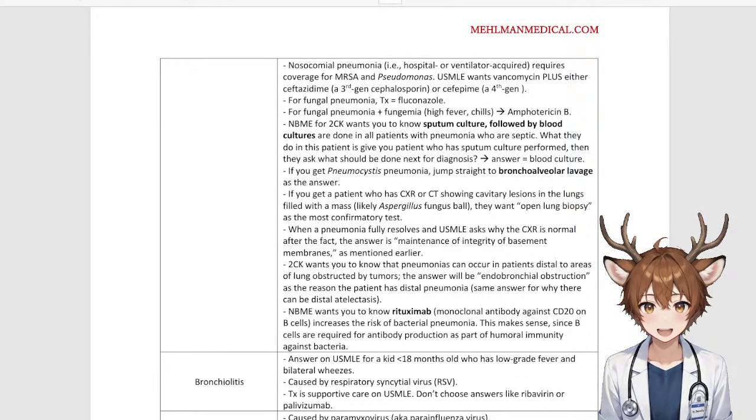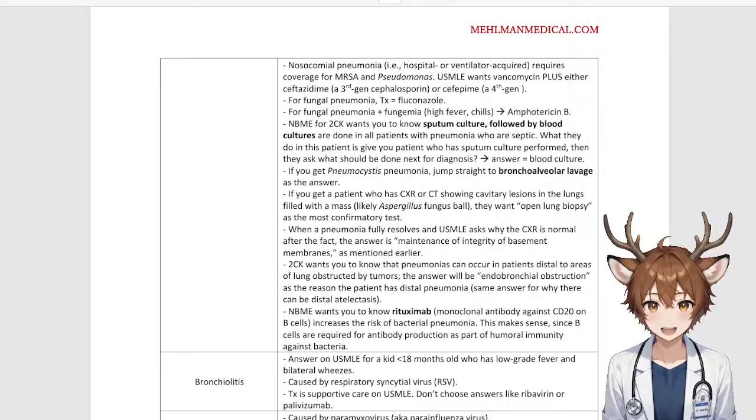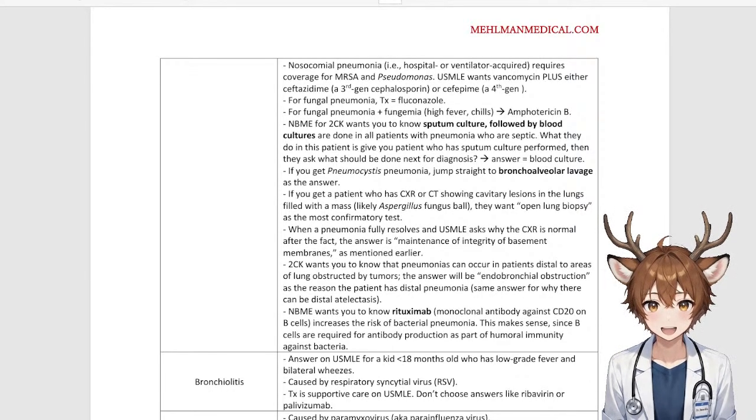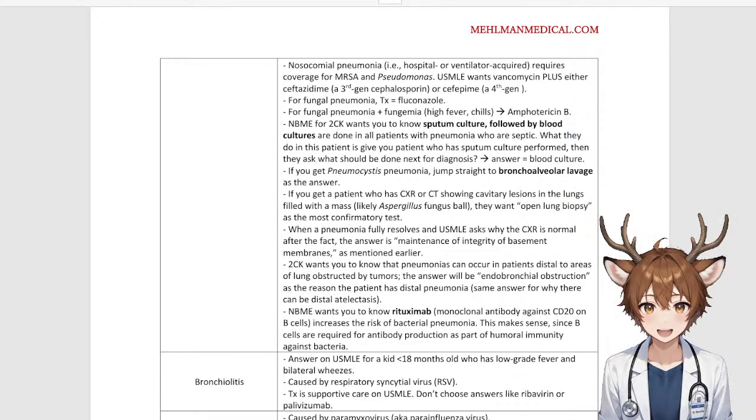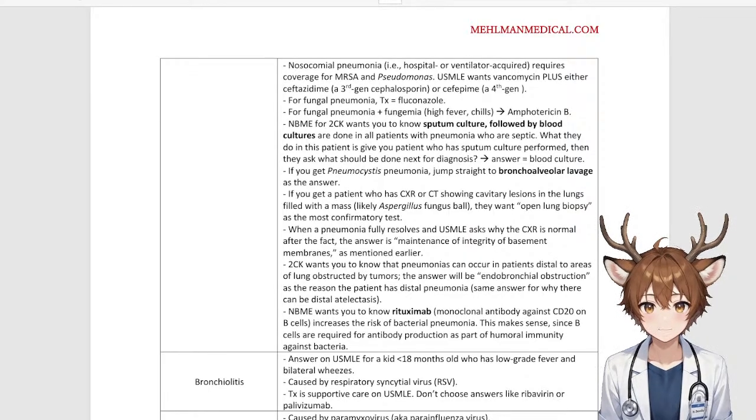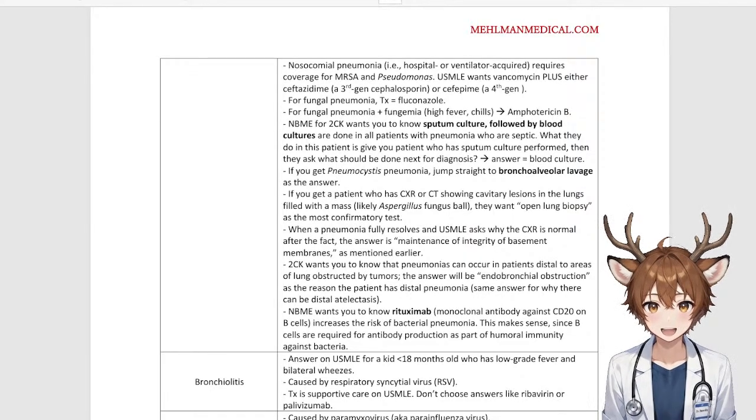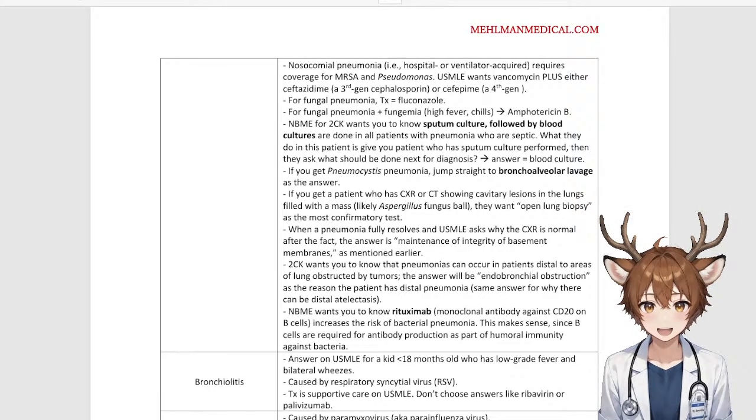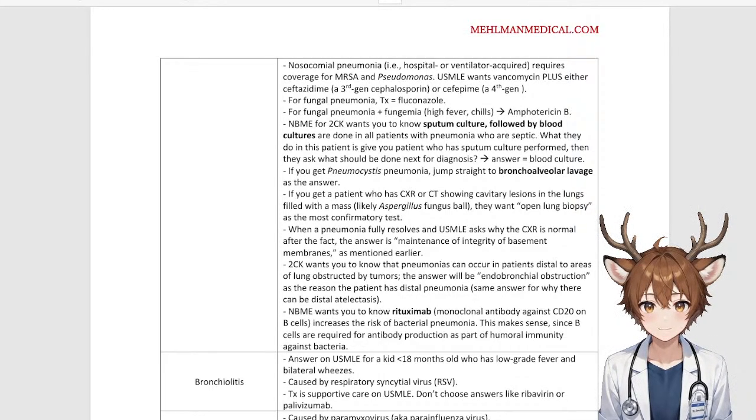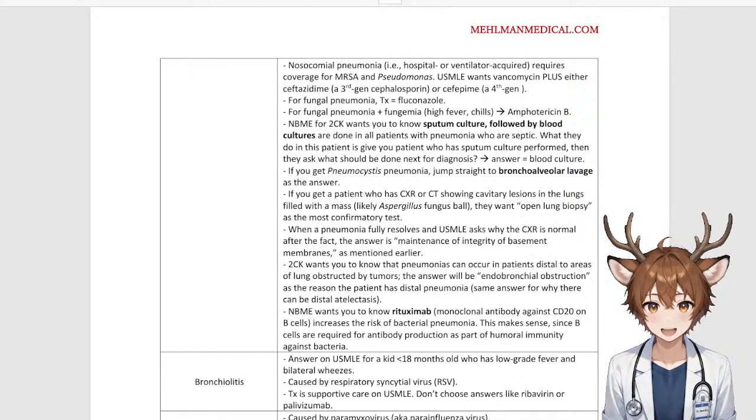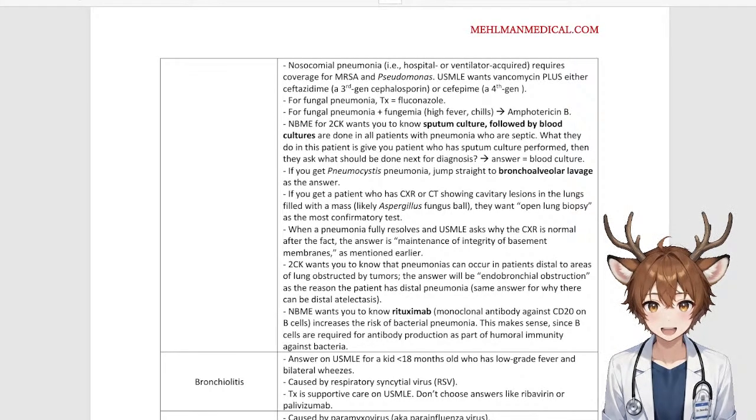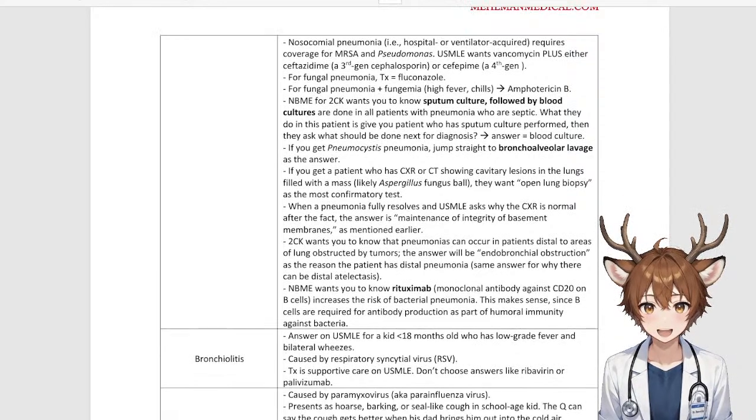When a pneumonia fully resolves and USMLE asks why the chest x-ray is normal after the fact, the answer is maintenance of integrity of basement membranes, as you mentioned earlier. 2CK wants you to know pneumonias can occur in patients distal to areas of lung obstructed by tumors. The answer will be endobronchial obstruction as the reason that the patient has distal pneumonia. Same answer for why it can be distal atelectasis. NBME wants you to know that rituximab, which is a monoclonal antibody against CD20 on B cells, increases the risk for bacterial pneumonia. This makes sense since B cells are required for antibody production as part of the humoral immunity against bacteria.